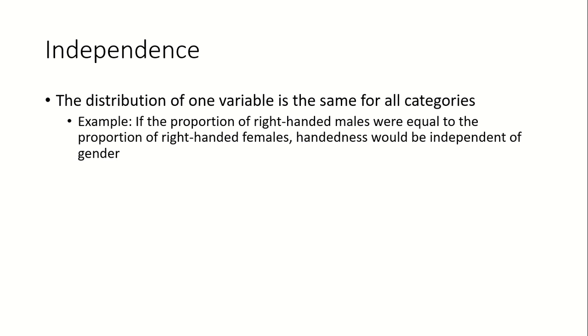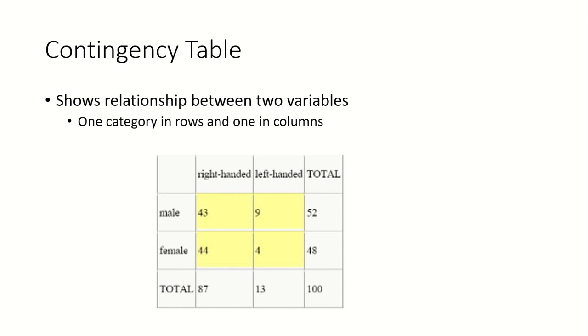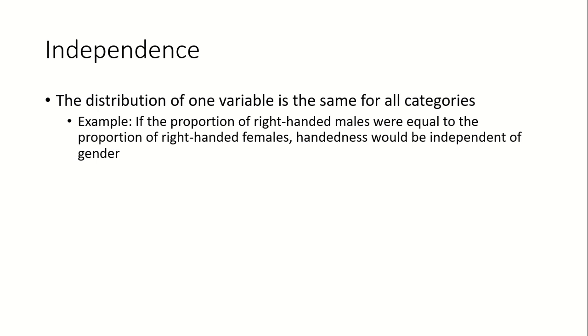So for independence, independence is when the distribution of one variable is the same for all categories. So in the particular example I used, it would be if the same proportion of males and females were right-handed. That would mean handedness, left or right, would be independent of gender. Again, it's the proportions, not the numbers. I've also typed that under example, so you can pause the video and think about that if you would like.